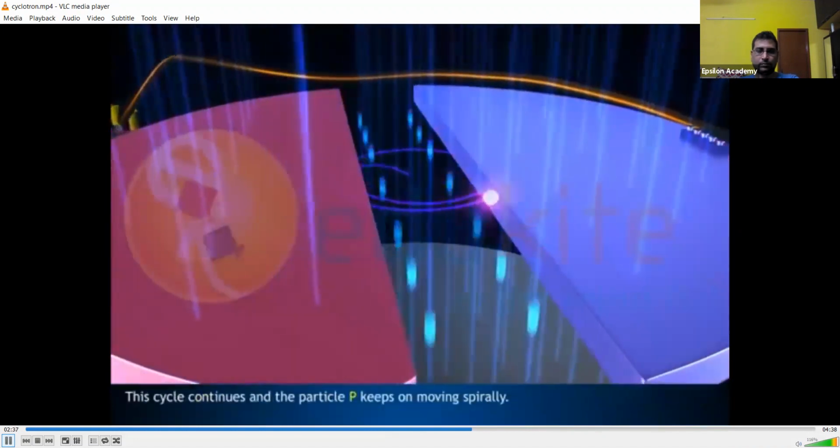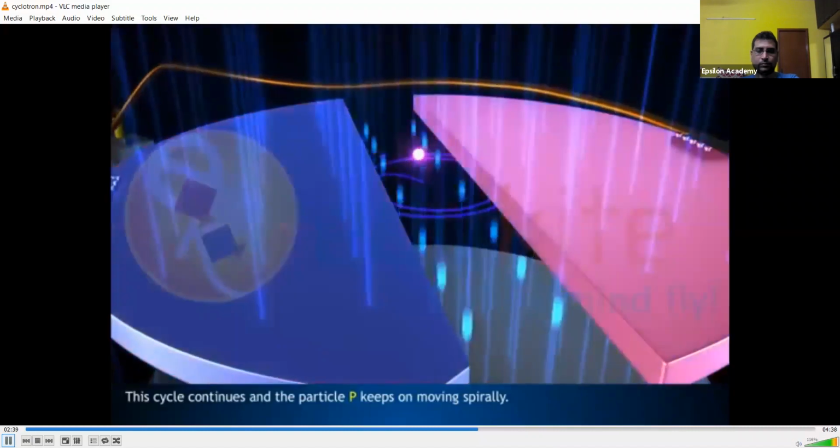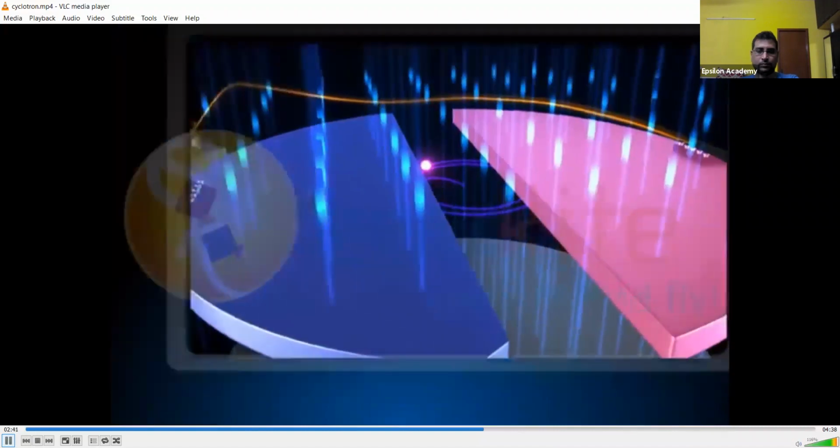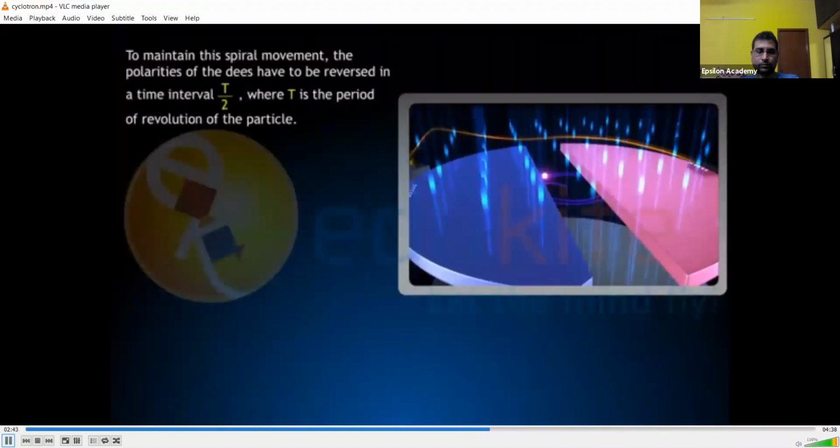This cycle continues, and the particle P keeps on moving spirally. To maintain this spiral movement, the polarities of the Ds have to be changed. So we know that the polarity is changed, but what is the right time to change that polarity so that the desired result is acquired?